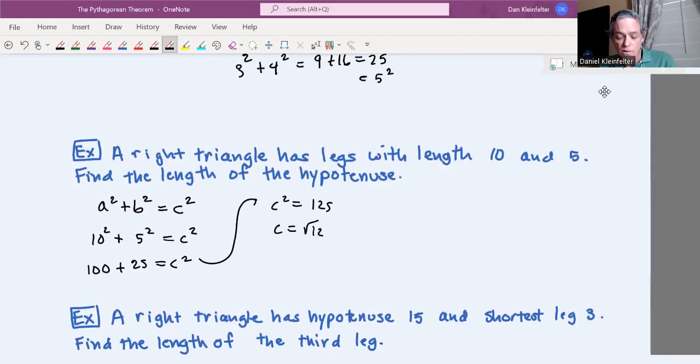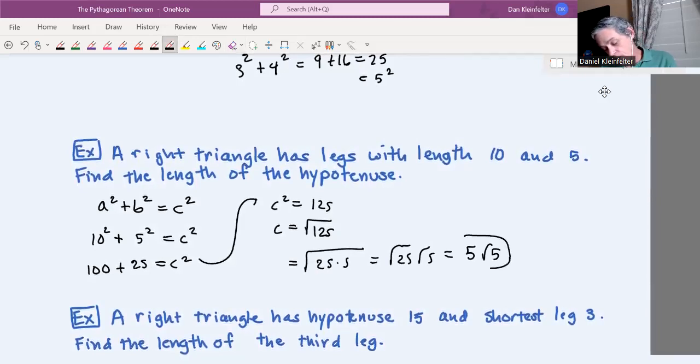C is the square root of 125. And so we'll want to simplify that square root of 125. I have too much going on here. C is the square root of 125. There we go. So if we rewrite the radicand, the part inside here, 125 as 25 times 5, then this will be the square root of 25 times the square root of 5, or 5 square roots of 5. There's that as a simplified radical, or you could just leave it for now as the square root of 125.